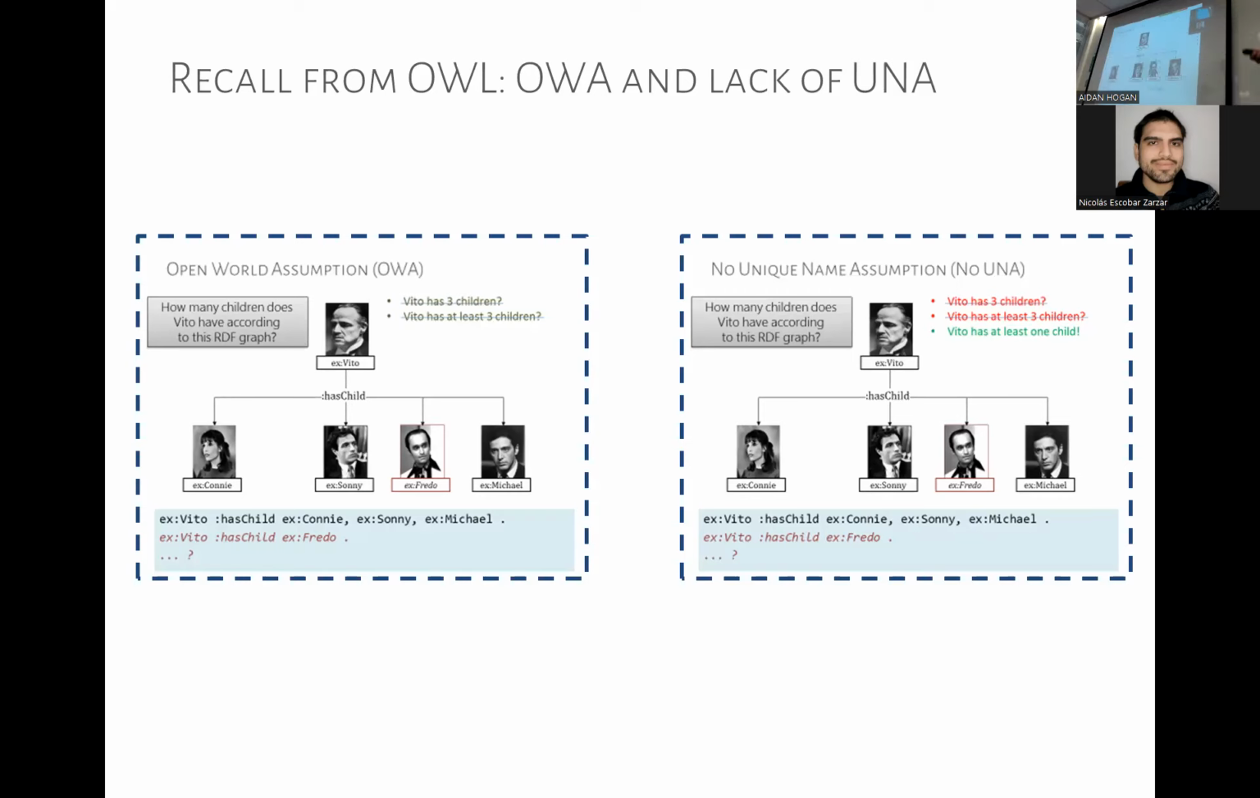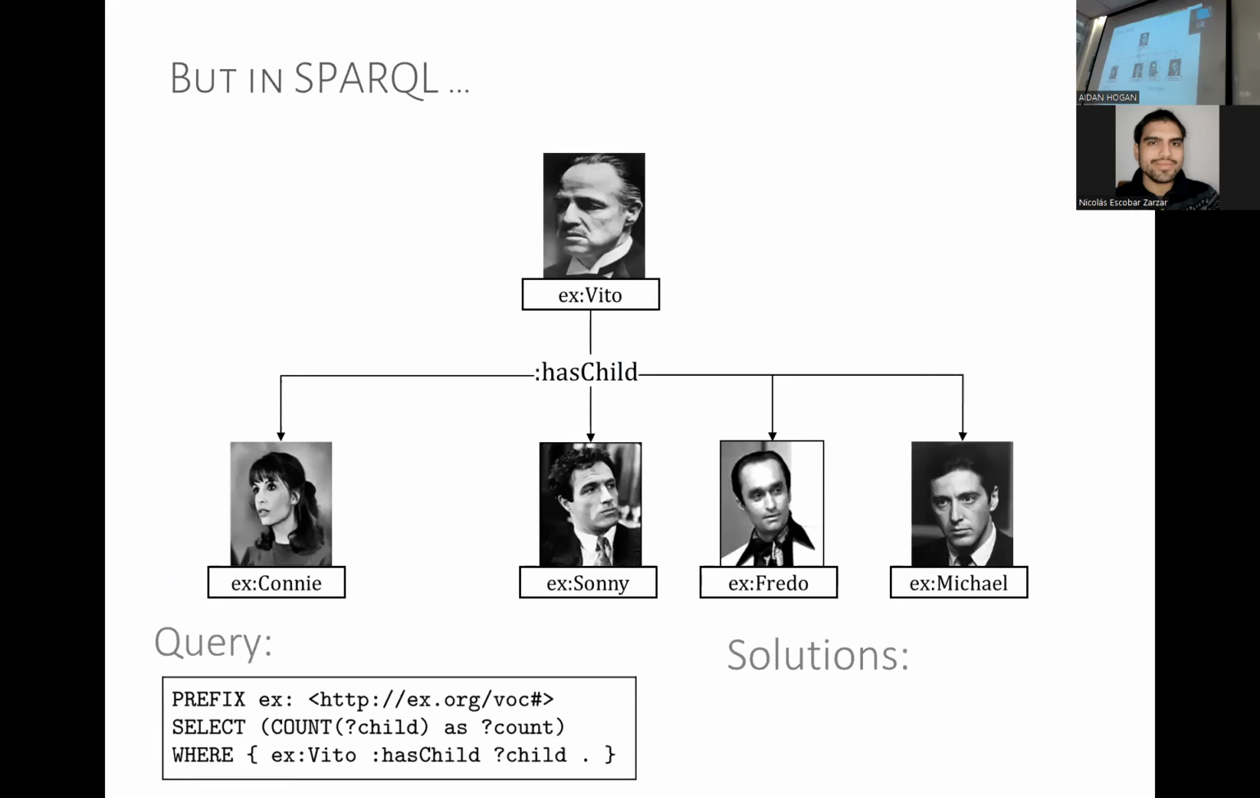Yeah. If we run this query in SPARQL, if we ask how many children does Vito have in this RDF graph, what answer do we get? We get an answer of 4. Yeah. So this was a big debate in the community for a while. It's like, okay, but why in SPARQL do we get 4 when under the semantics there's at least 1? Yeah. So that's a little bit strange.